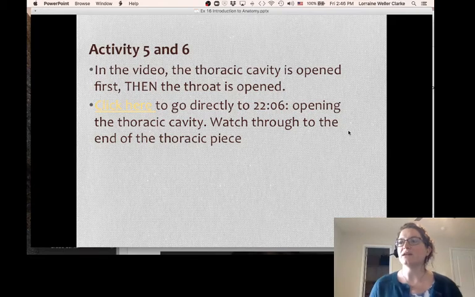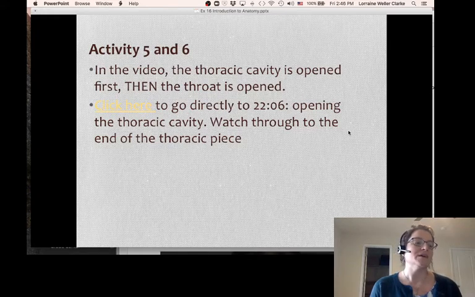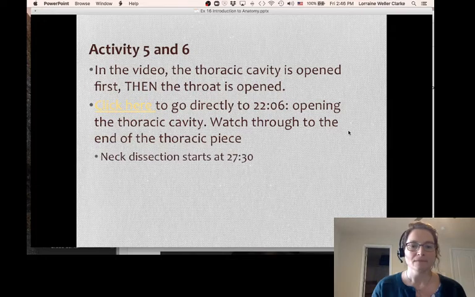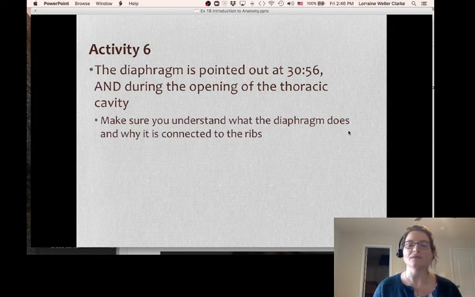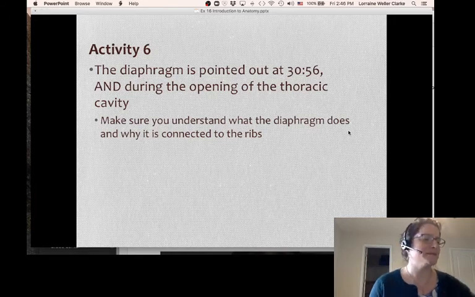Basically, there's something that we have in lab that you aren't able to play with here, but it's a way to expand your lungs. Let's go back to where we were. Making sure that you understand what the diaphragm does, okay?